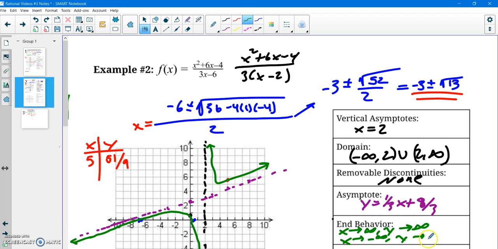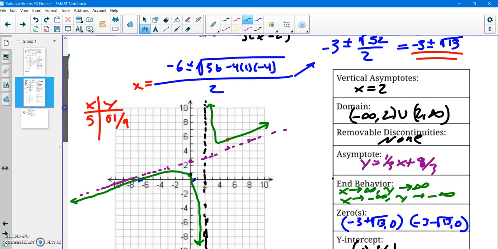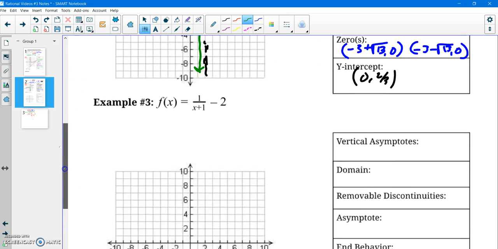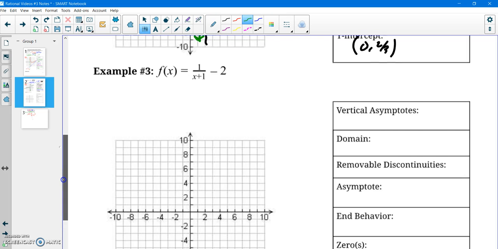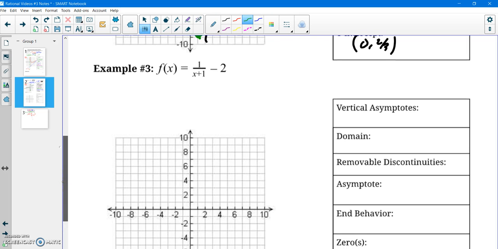I know this is a lot of work for these problems, but you guys can do it. This last one is a little bit weird, and I'm actually going to tackle it in Rationals Video Part 2. So if you could skip now to Rationals Video Part 2, and we'll do this third example together. Thanks.